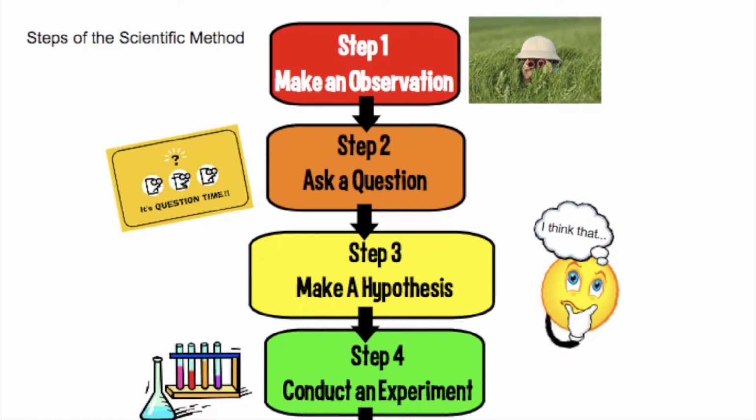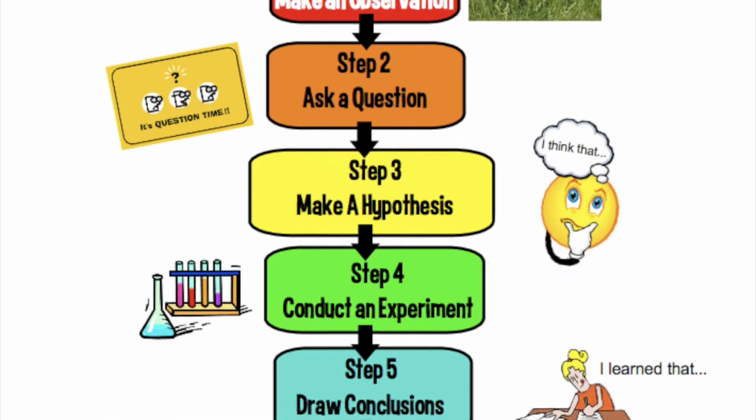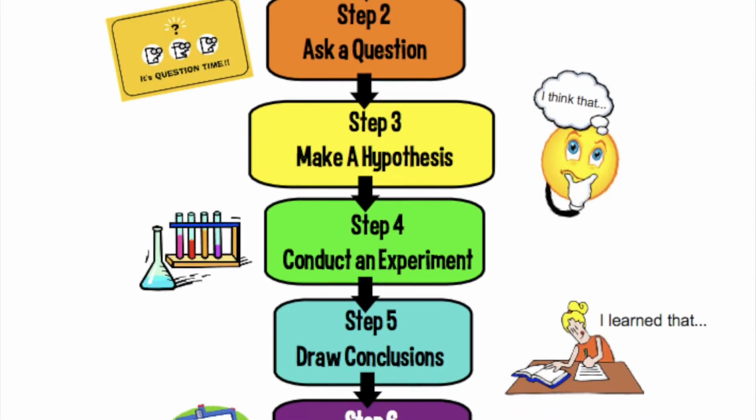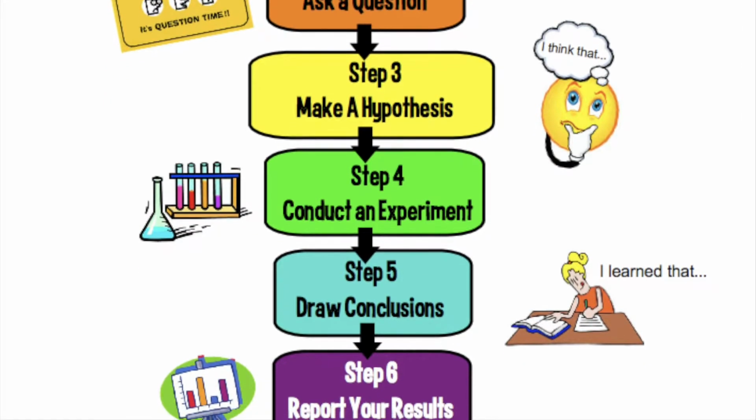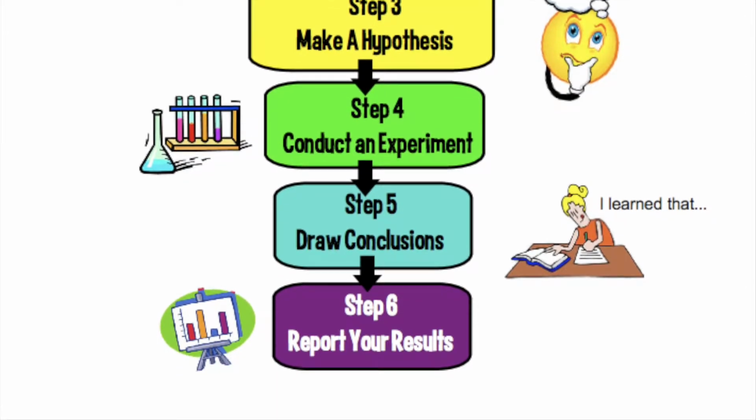There are 6 parts to this method: making an observation, asking a question, making a hypothesis, conducting your experiment, drawing conclusions, and reporting your results.